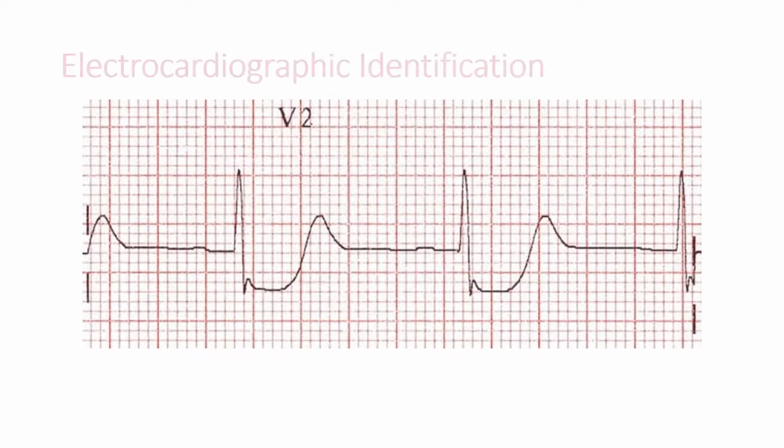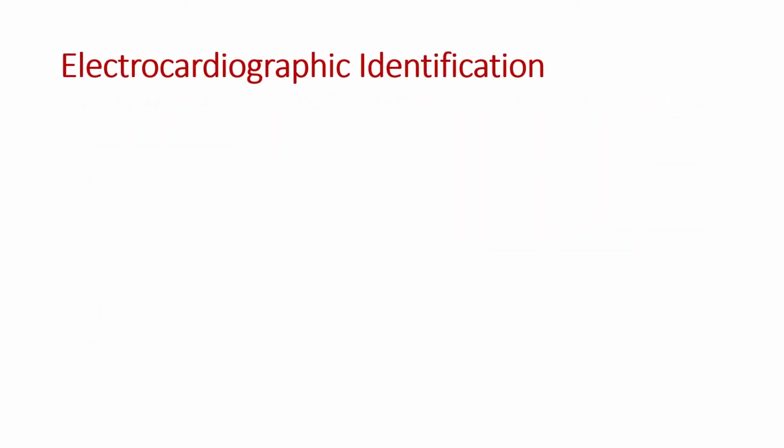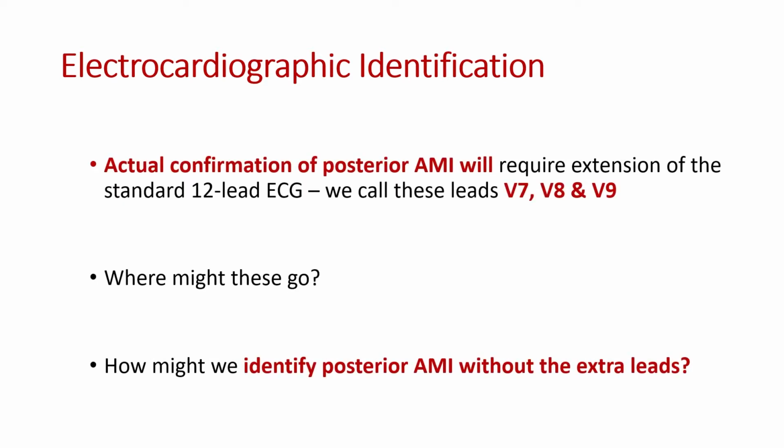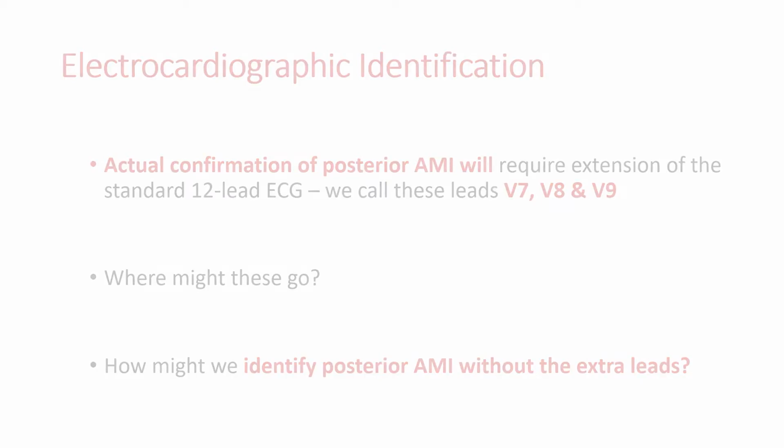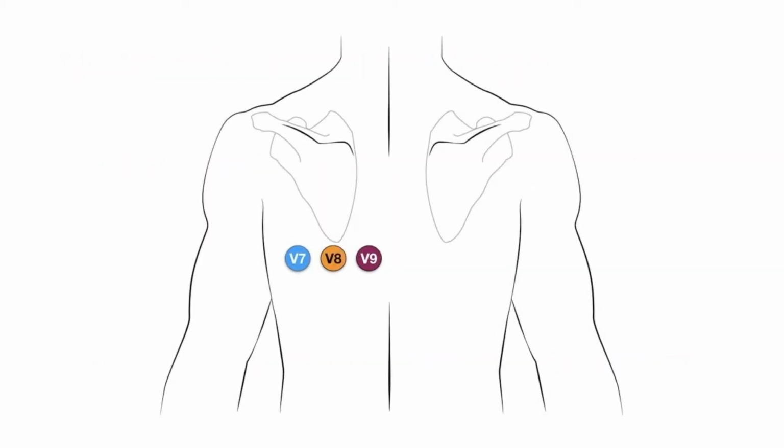But in order to confirm it, we will need to use extra leads. So we'll need to extend the 12-lead ECG into the posterior wall by using leads V7, V8, and V9. Now, we obviously don't have 3 extra leads in our standard 12-lead ECG set. So where are we going to put these leads? Well, what we can do is we can displace V4, V5, and V6 round to the back of the chest. So this is where we're going to place the leads.